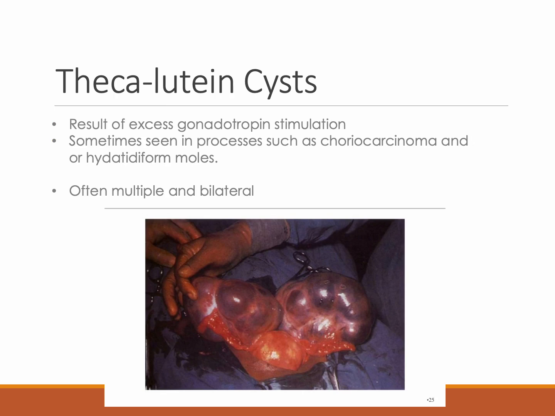Now, on the other hand, thecal lutein cysts, if found, will need to be excised. So these are often a result of gonadotropin stimulation, and they can be multiple cysts or bilateral. Here you see a multiple cystic structure. And the thecal lutein is part of your follicular structure, so it's not the granulosa cells, which we'll talk about tumors of those, but these are cysts that can form from the supporting structures. So sometimes these can be associated with hydatidiform moles, which we'll talk about in pediatrics, and choriocarcinoma, which is a placental associated carcinoma, but also you can see it with germ cell tumors.